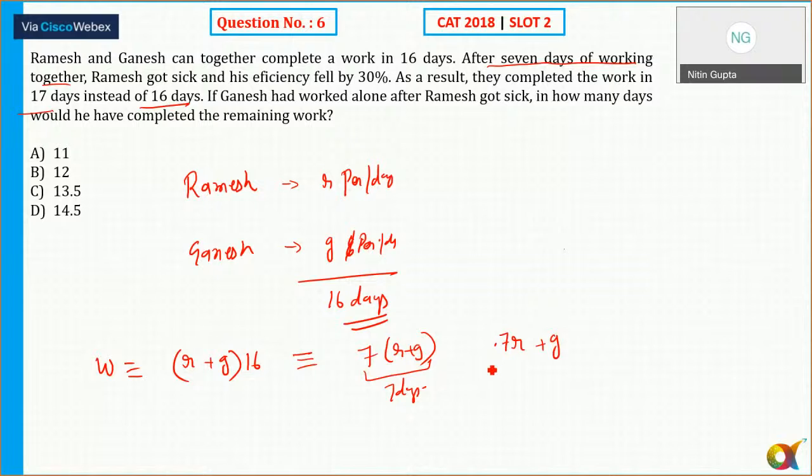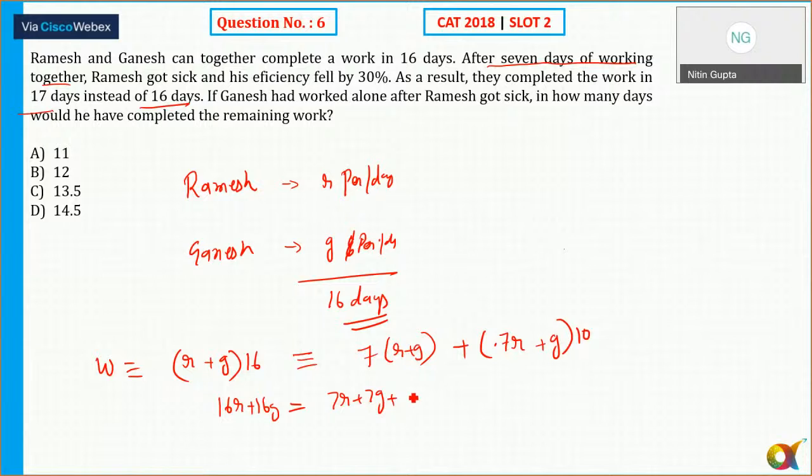So it means 0.7R plus G, they work for how many days? 10 more days, such that 7 plus 10 is 17. So the total work has to be equal. In 7 days, every day R plus G units of work is done, and for the next 10 days, every day 0.7R plus G into 10 units of work is completed. If there are doubts up to this step, please raise them. Now equate these two. So 16R plus 16G is equal to 7R plus 7G.